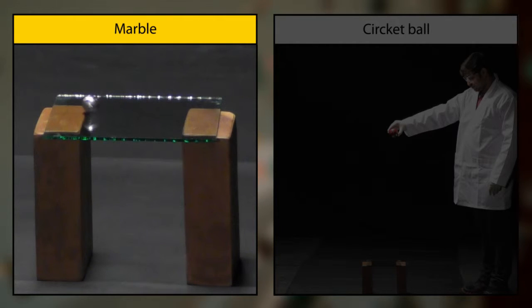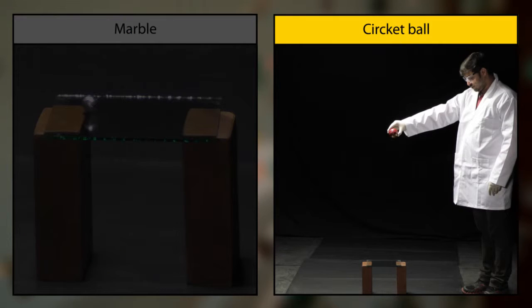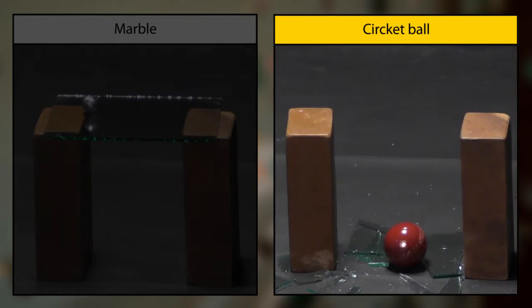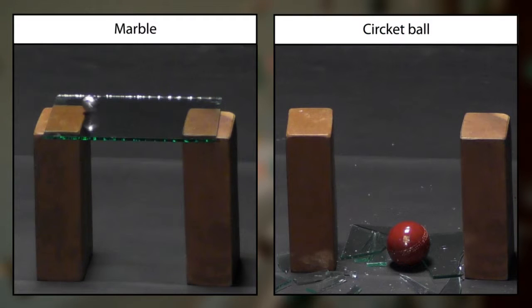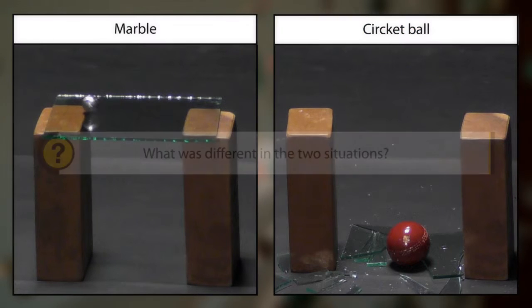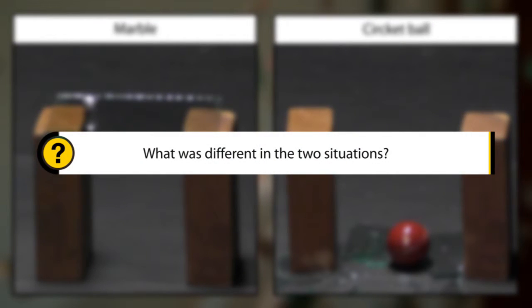The glass pane is intact. But what happens if we drop a cricket ball onto this glass from the same height? The glass pane is shattered. Why did the glass pane shatter this time? What was different in the two situations?